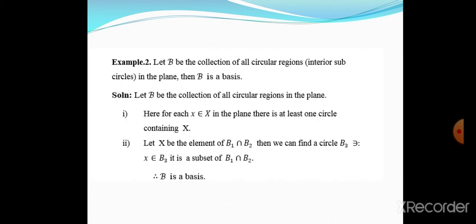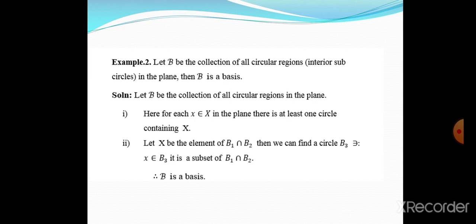Next, example number 2. Let script B, that is the basis, be the collection of all circular regions, the interiors of circles, in the plane. Then script B is a basis. Solution: let script B be the collection of all circular regions in the plane.